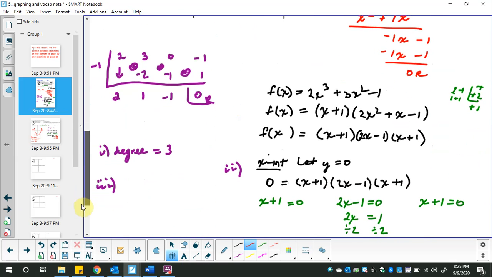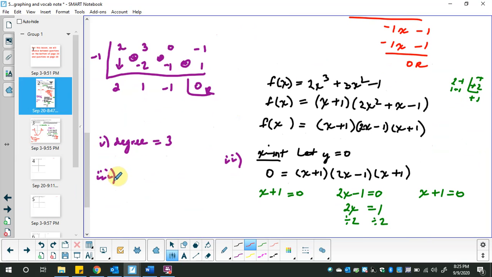The next thing we need to do is find the y-intercept. The y-intercept has you let x equal 0. So this is why I wrote all of the f at x's. You could choose this one to put your 0 into, or this one, or this one. I'm going to choose the original question. I find that's the safest.